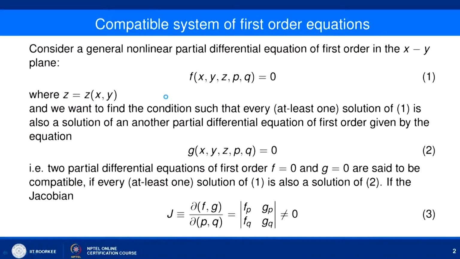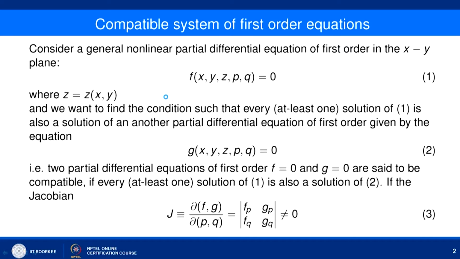Here you consider a general nonlinear partial differential equation of first order in the xy plane, that is f of x, y, z, p, q equal to 0. Here we are assuming that z is a function of two independent variables, z equal to z of x, y, and we want to find out the condition such that every solution of one is also a solution of another partial differential equation of first order given by g of x, y, z, p, q equal to 0.